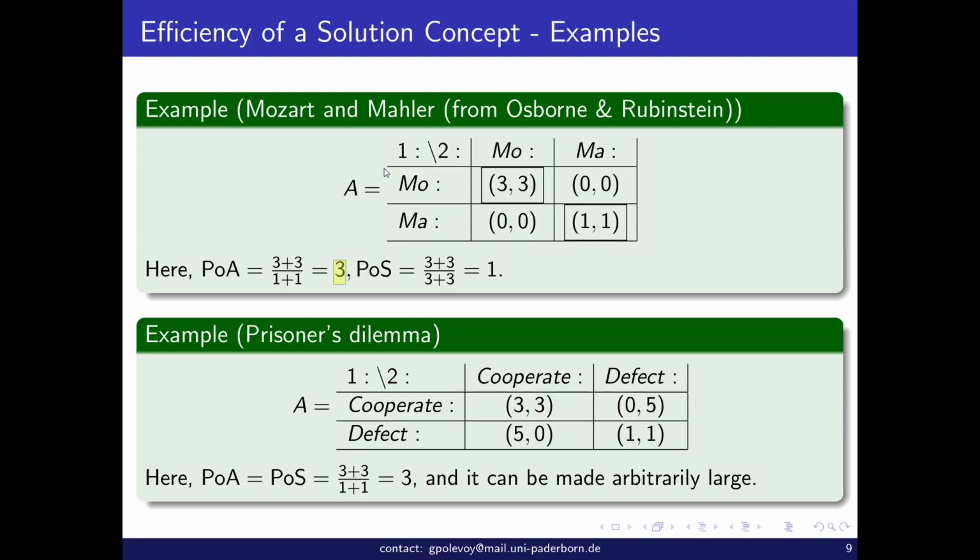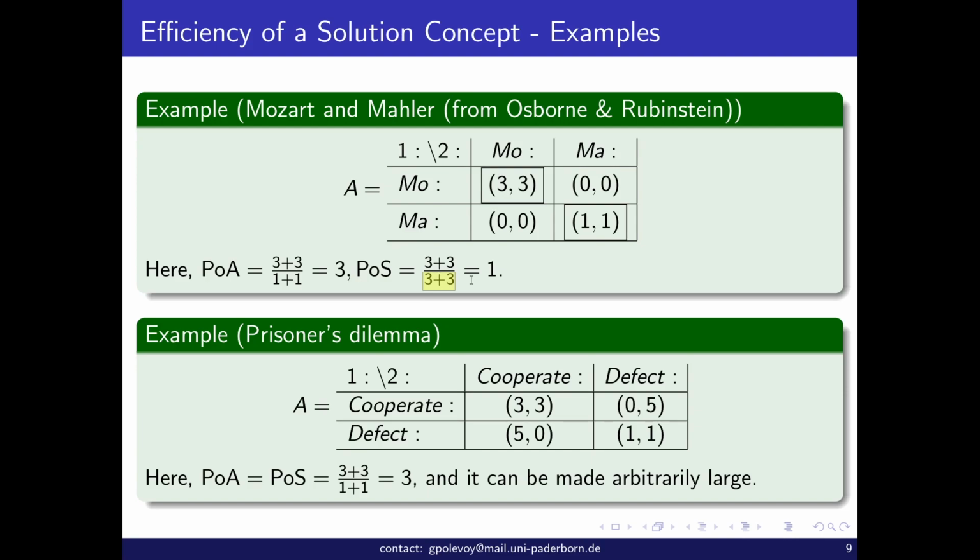Now the best possible ratio, the price of stability, is actually 1, because here we look at 3 plus 3, the best possible social welfare in any profile. And since that's also a Nash equilibrium, Mozart, Mozart, that also goes to the denominator. So the best possible ratio is 1. So the players can be socially optimum in a Nash equilibrium, but they also can be 3 times worse than the optimum.